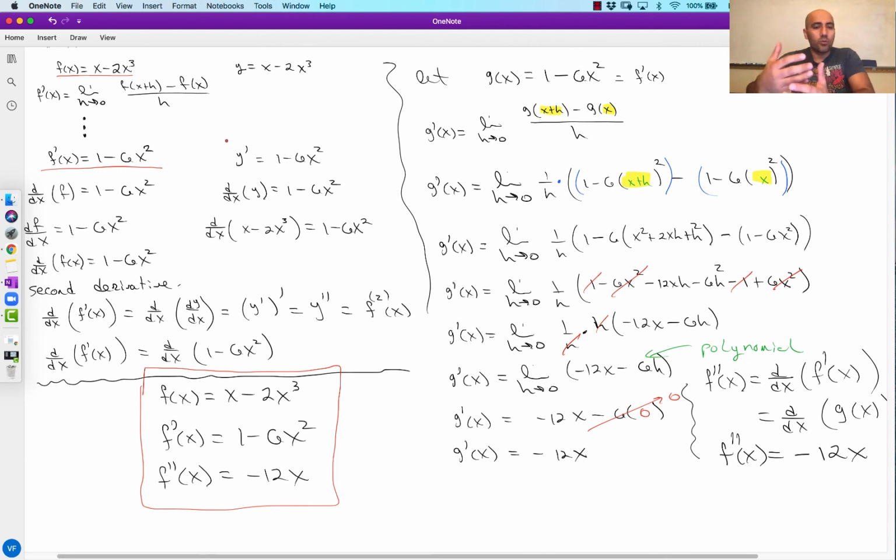Okay, so what we can learn from this is that we can build higher derivatives if we just continue to treat our prior derivative as a function, and then apply our limit definition of derivatives to that new function, and then we can find the next derivative.